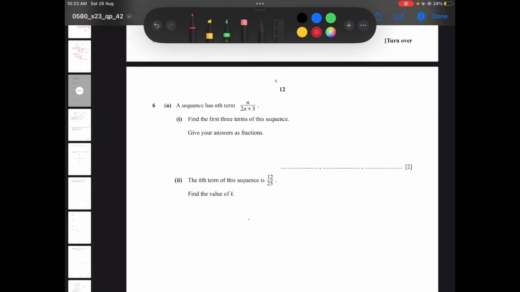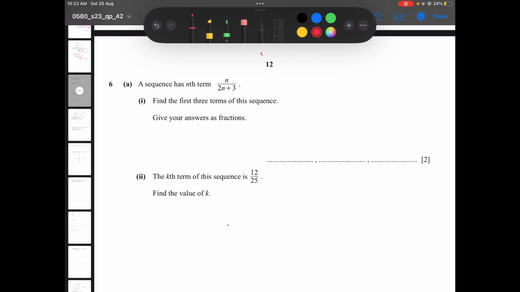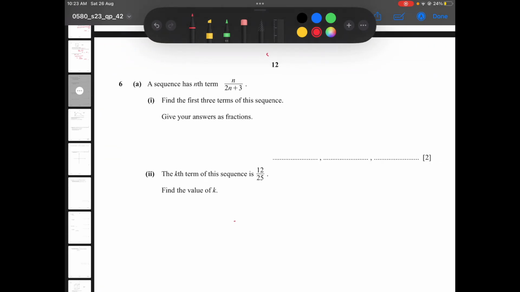Alright, now we're moving on to question number 6. Here they've given us an nth term for a sequence, and I have to find the first 3 terms. The first term is going to be 1 over 5, the second term is going to be 4 over 7, and the third term is 3 over 6 plus 3, which is 3 over 9. So 3 over 9 is equal to 1 by 3.